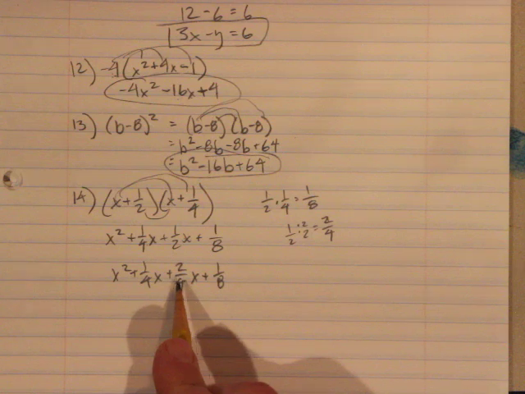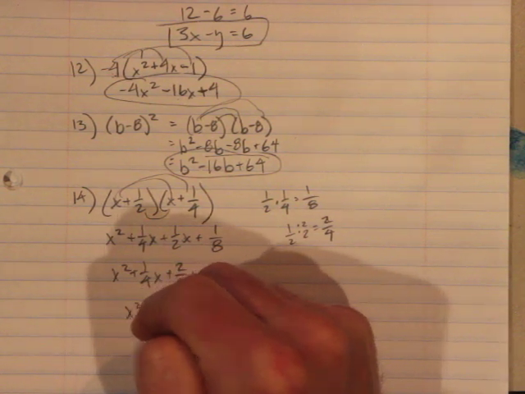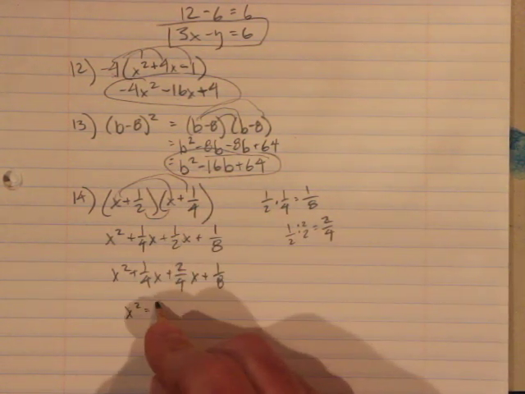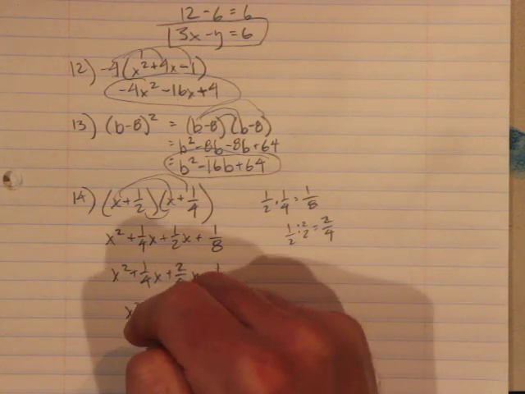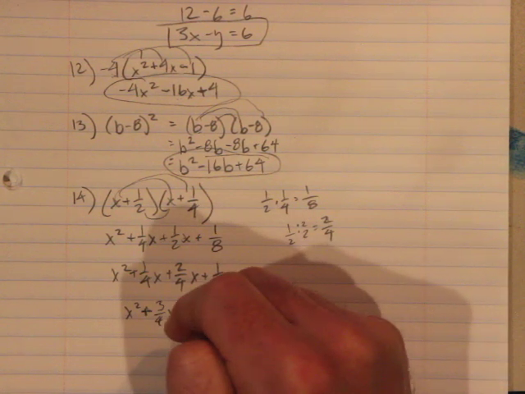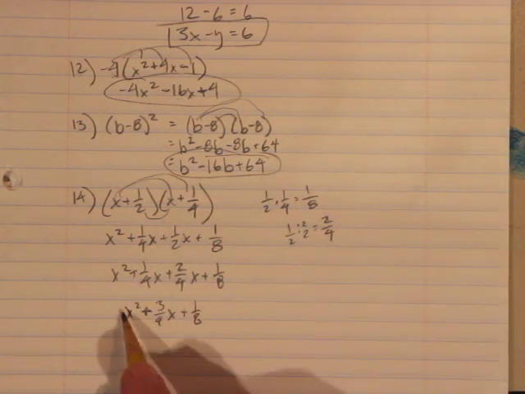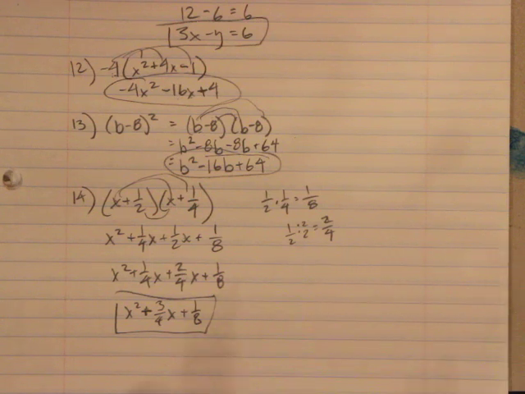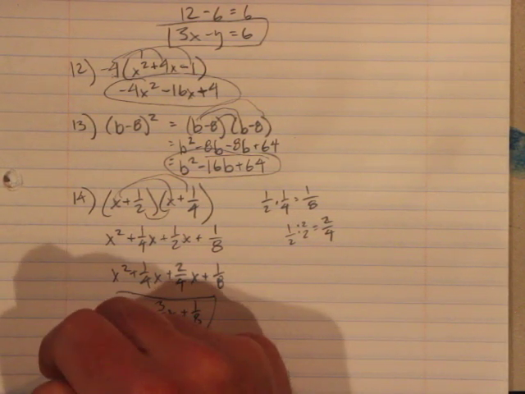And now I can add these together. 1 plus 2 is 3. X squared plus 3/4 x plus 1/8. And that is the answer to number 14. Number 16 is next.